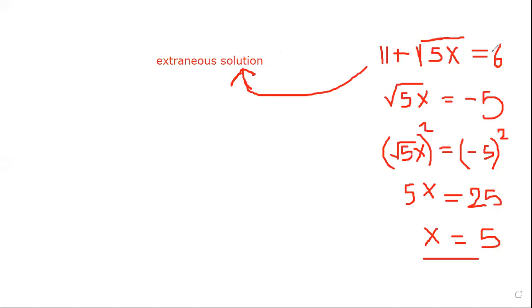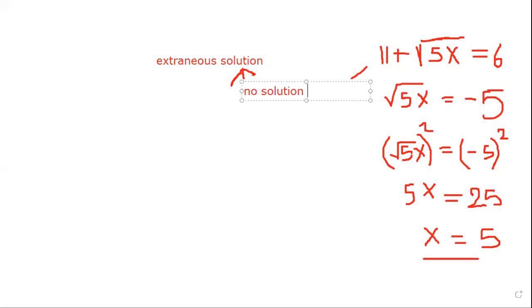Then once we have a negative number, we said at the beginning in this question, 11 plus square root of 5x equals 6. We added the additive inverse to both sides. Then we found square root of 5x equal to negative 5. In this case, I can stop at this point, right? And I can say no solution.